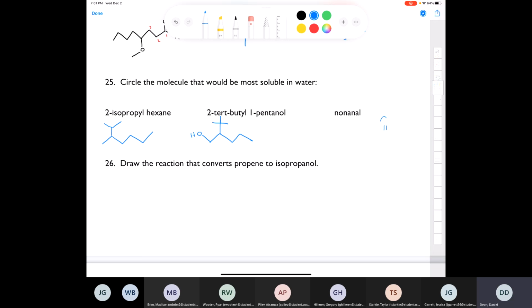So we got nonanal. So it's got 1, 2, 3, 4, 5, 6, 7, 8, 9. Well, if I look at nonanal, it's got 9 carbons in it. 2-isopropylhexane has 6, 7, 8, 9 carbons in it. And the tert-butyl pentanol has 1, 2, 3, 4, 5. Sorry, 1, 2, 3, 4, 5, 6, 7, 8, 9. They have 9 carbons in them. Okay, the first one is a hydrocarbon. That's totally nonpolar.